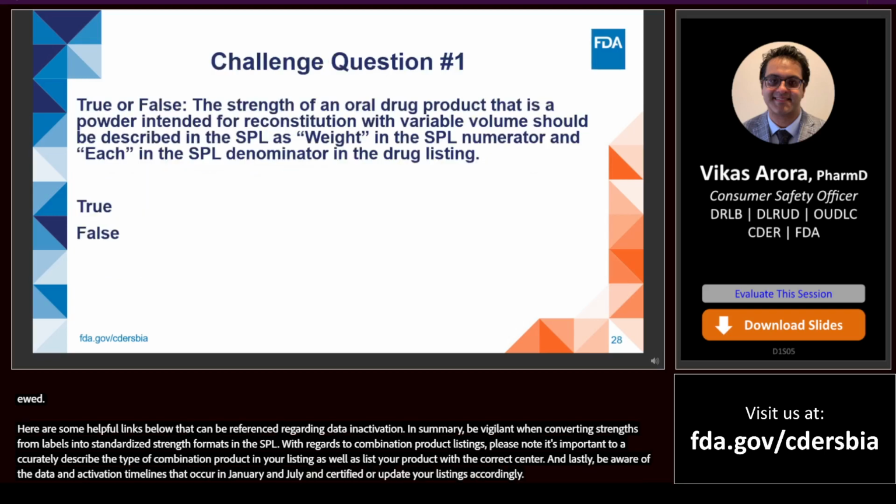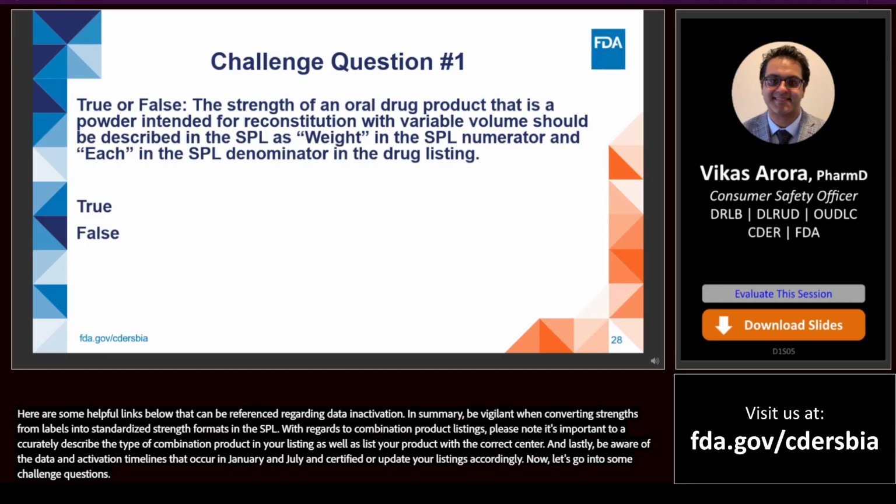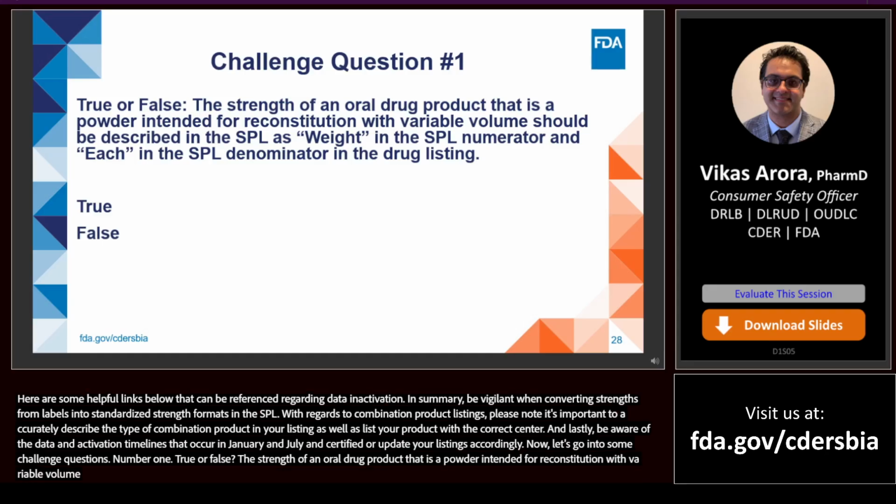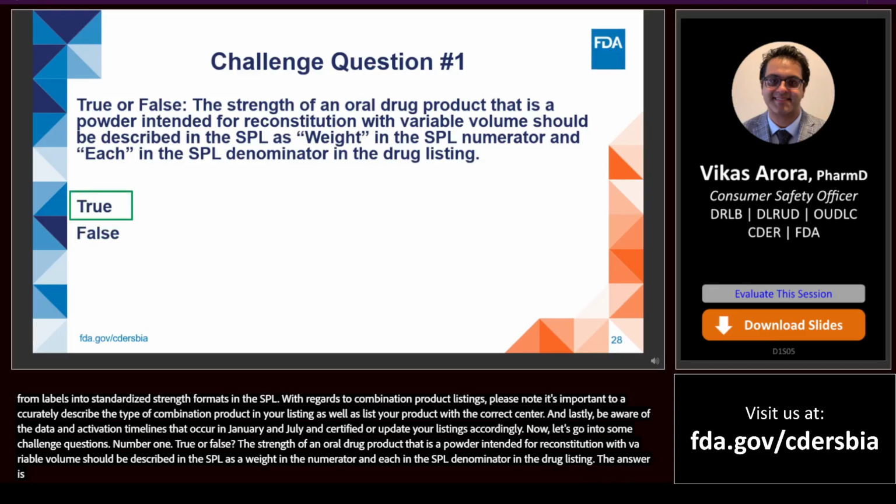And now let's go into some challenge questions. Challenge question number 1, true or false? The strength of an oral drug product that is a powder intended for reconstitution with variable volume should be described in the SPL as weight in the SPL numerator and each in the SPL denominator in the drug listing. The answer is true. Because this is an oral drug product for reconstitution with variable volume, the denominator should be each for each container.